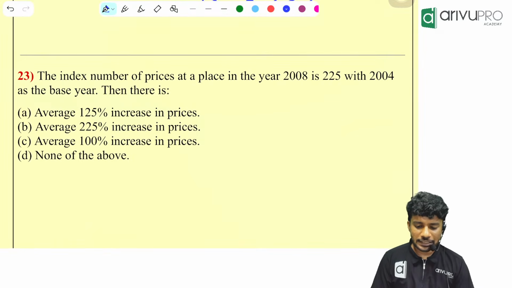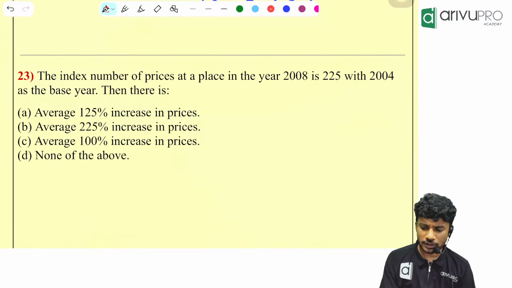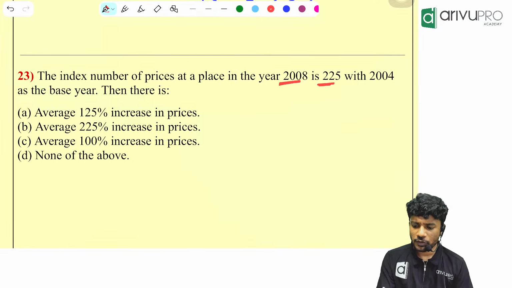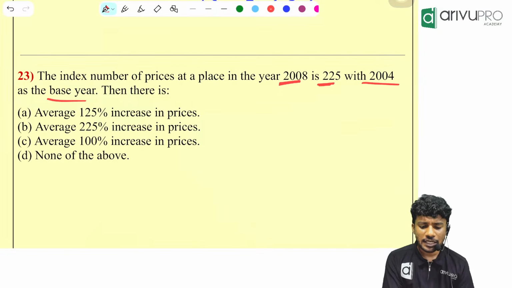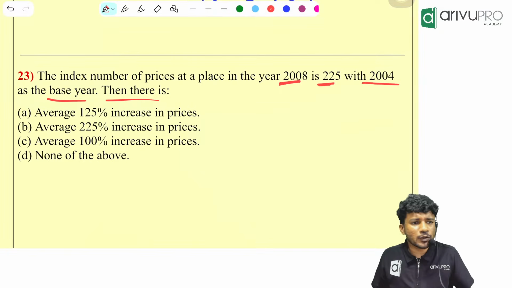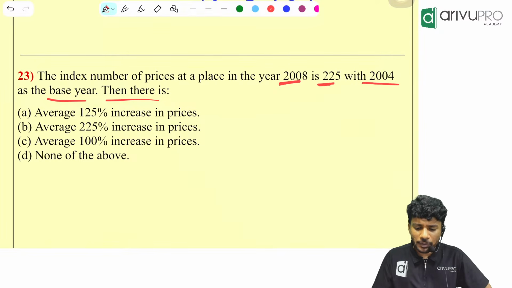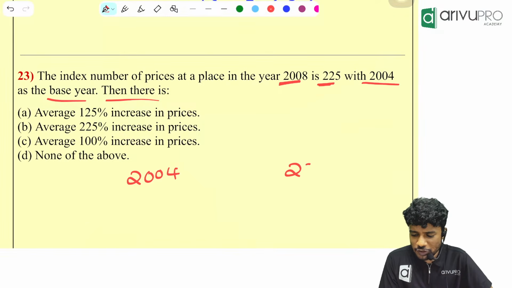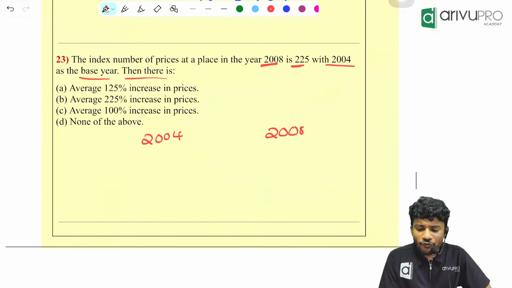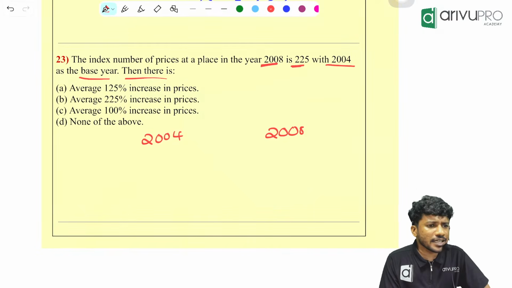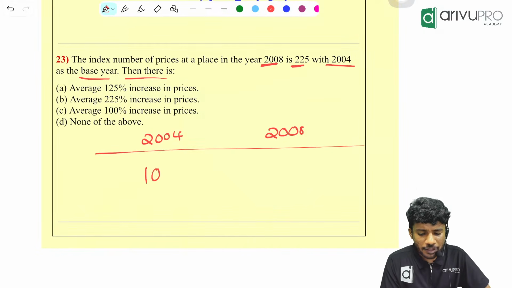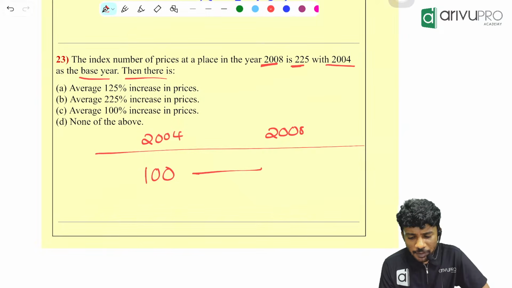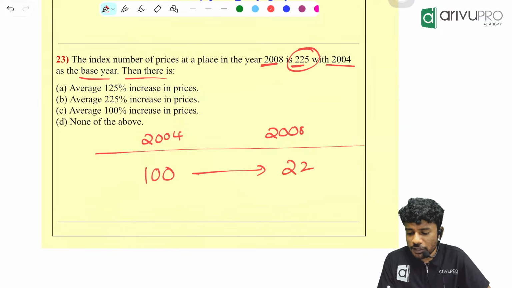Now, tell me, index number of prices at a place goes up to how much in the year 2008? It is 225 with 2004 as the base year. Then how much increase or how much decrease is the question. Now, people, which is our base year? 2004. Which is our current year? 2008. Now, whenever our index for the base year is not given, we will take it as what, people? 100. Then 100 is becoming how much over here? 225. Correct?